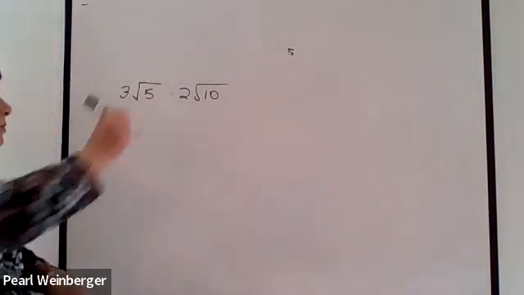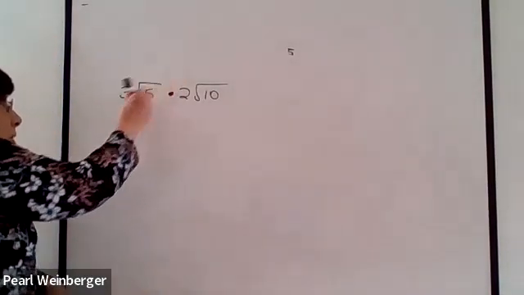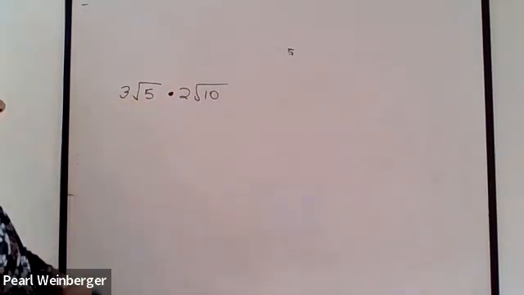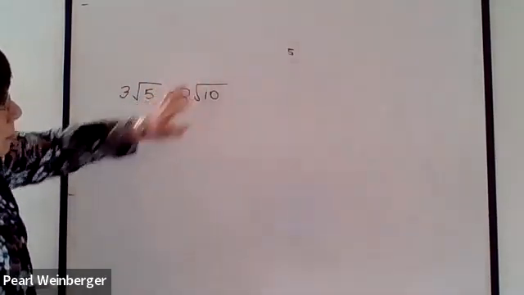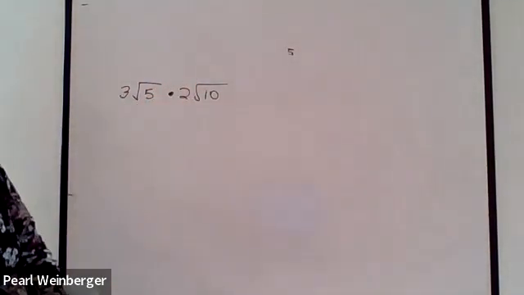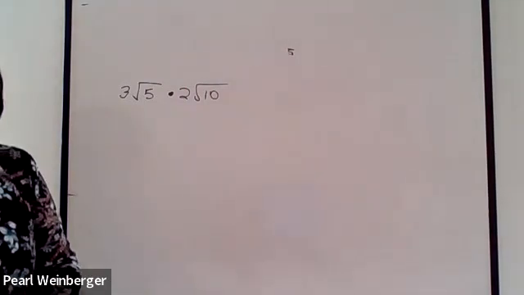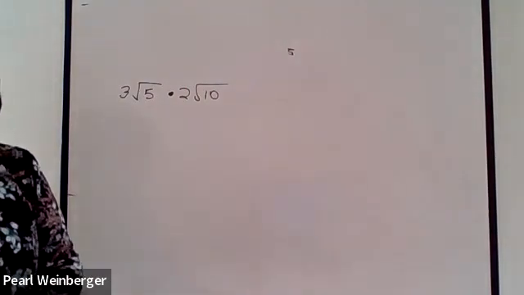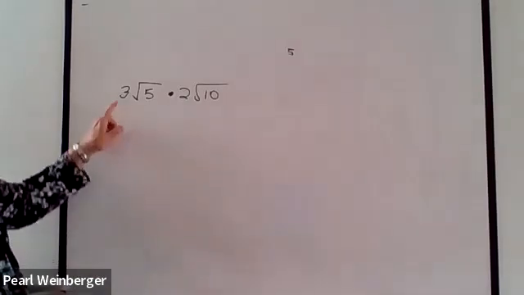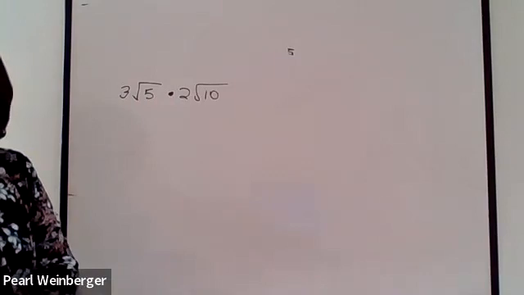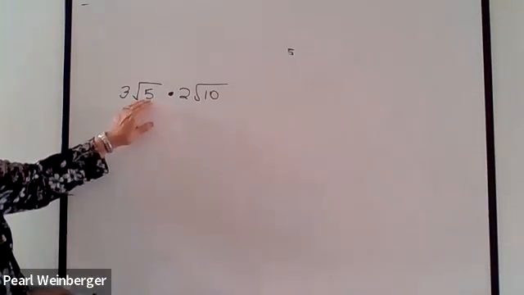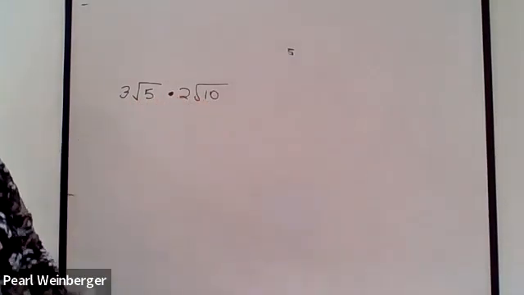let's say a problem asks you to multiply 3 times radical 5 with 2 times radical 10. I want to multiply these 2 radical expressions. So the rule is very simple. Any numbers that are outside the radicals can be multiplied together. Any numbers that are inside the radicals can be multiplied together.